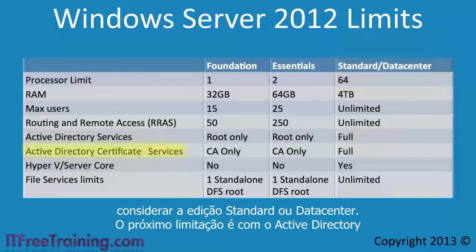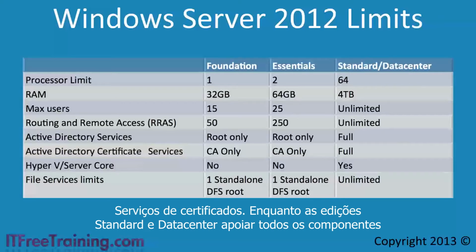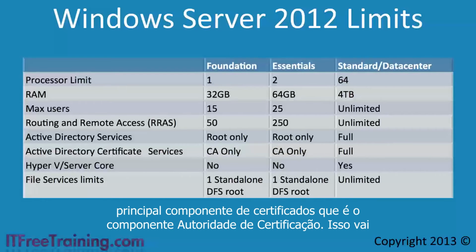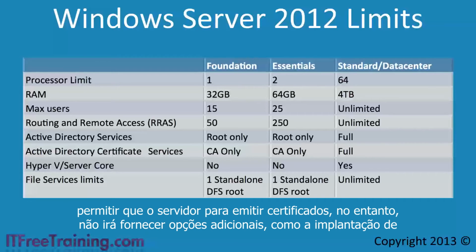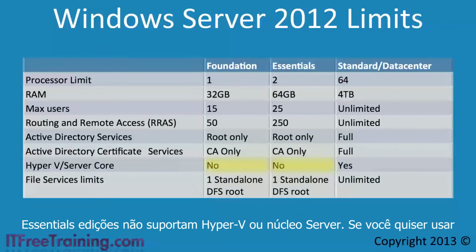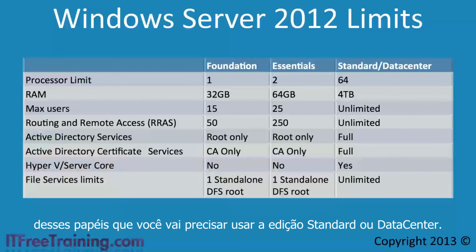The next limitation is with Active Directory certificate services. While the Standard and Data Center editions support all the components of Active Directory certificate services, Foundation and Essentials only support the main component of certificates, which is the Certificate Authority component. This will allow the server to issue certificates. However, it will not provide additional options like deploying certificates using the web. The next limitation is the Foundation and Essentials editions do not support Hyper-V or Server Core. If you want to use either of these roles, you will need to use the Standard or Data Center edition.